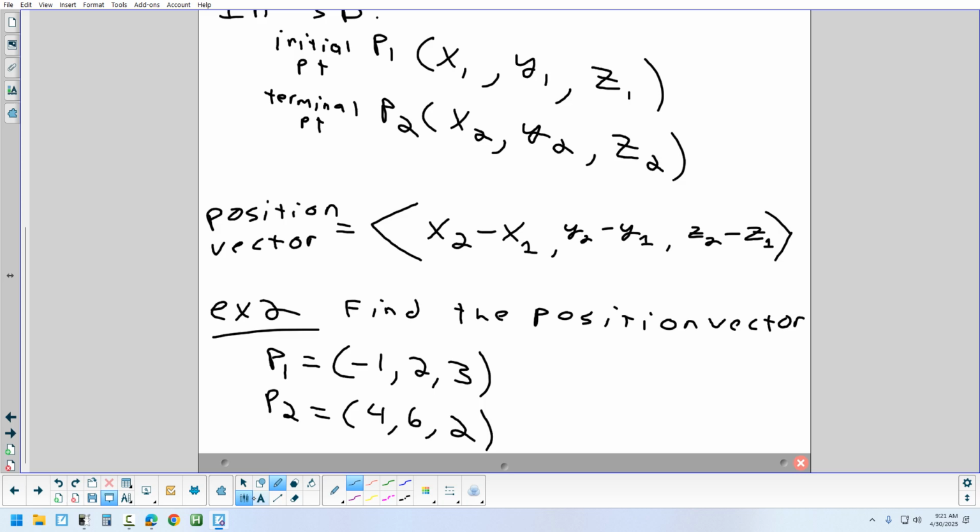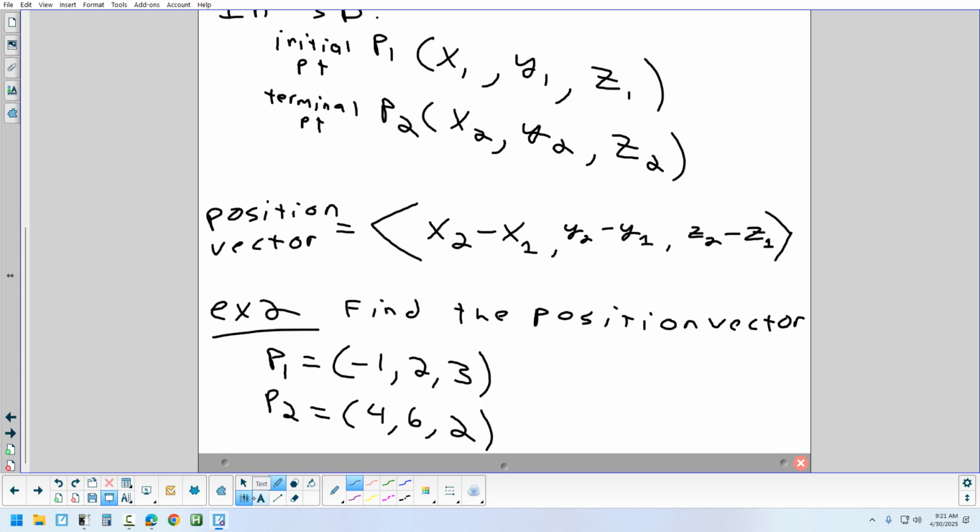All right, so here's a vector. Well, here's the start point and the stop point of a vector. And I want to find its position vector. And let's practice writing it both ways: unit vector notation and then with the angle brackets.